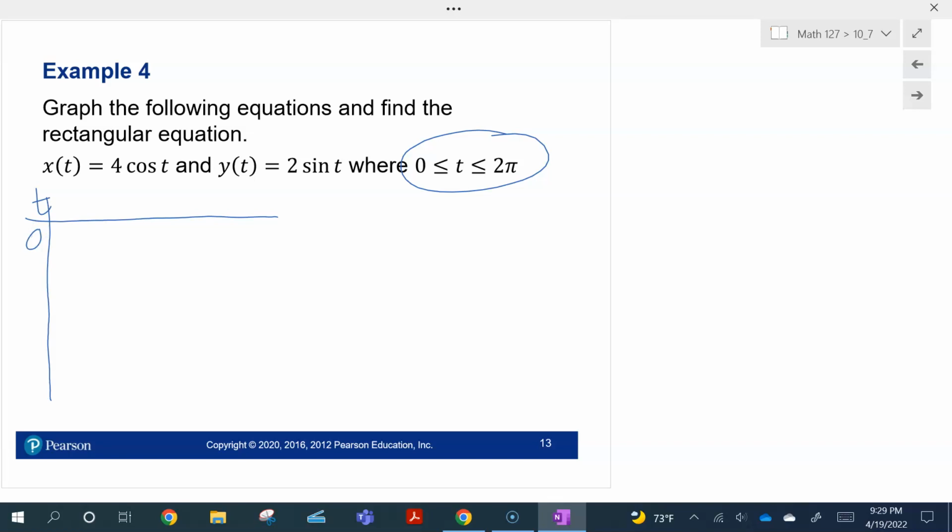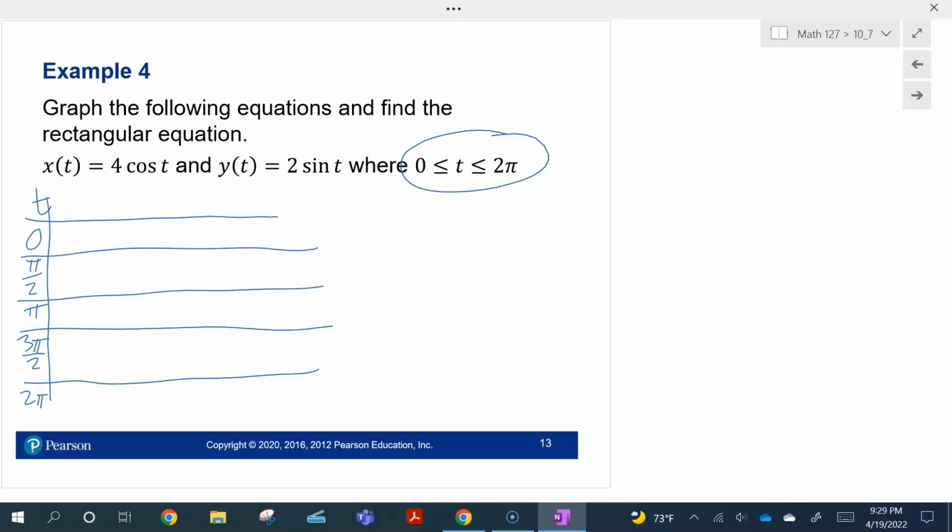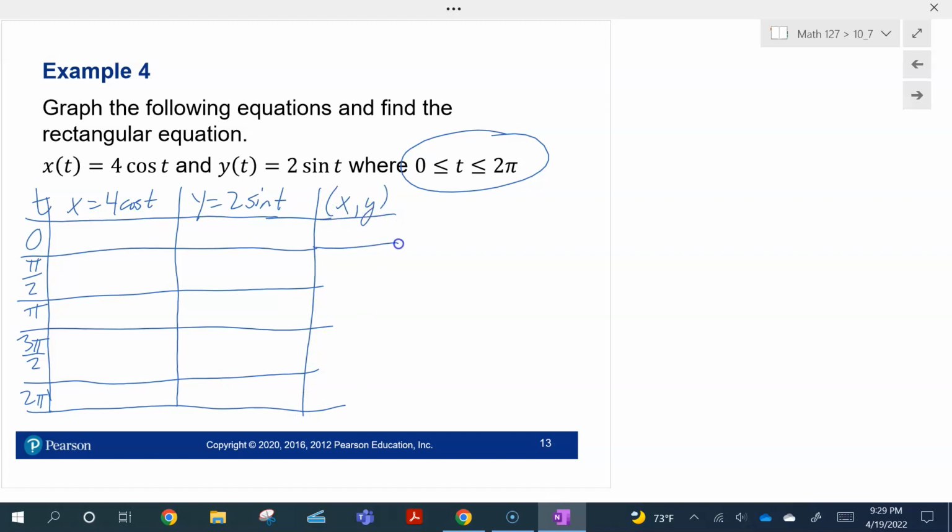I'm going to pick some really nice points since I know I have cosine and sine, so I'm going to go with pi halves, since I know the cosine of pi halves is 0 and the sine of pi halves is 1 and so on. So pi halves, pi, 3 pi halves, and then 2 pi. And we know x is 4 cosine t. We know y is 2 sine of t. And that'll spit out our xy ordered pair.